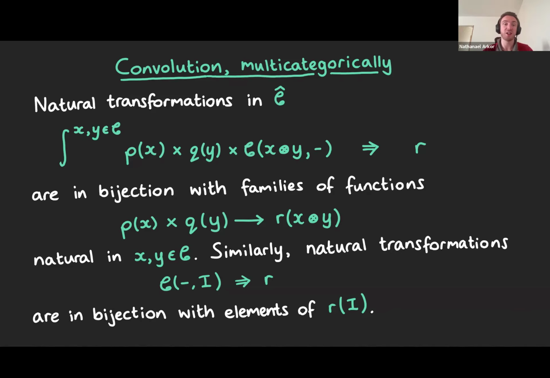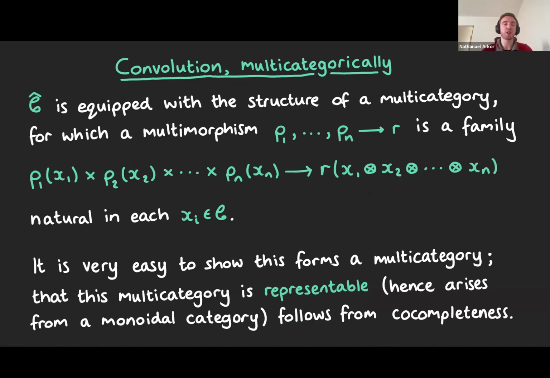And this suggests a general definition of a multimorphism in a presheaf category. If we take our monoidal category C, then the presheaf category is equipped with the structure of a multicategory, where a multimorphism from P1 through to Pn to R is a family of functions P1 applied to X1 times P2 applied to X2, and so on, into R applied to X1 tensor X2 tensor, and so on till Xn.